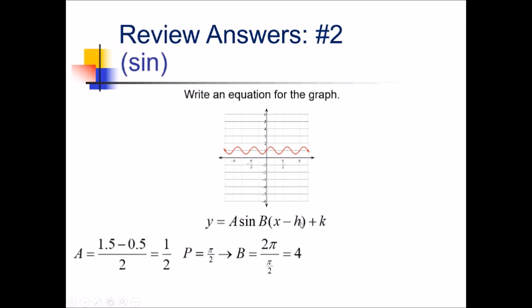Now for h, that's the x value where sine in this case is starting. So sine likes to start at the middle of the wave going up. So I have to find the x value where we have middle of the wave going up. And there's lots of places where that happens on the graph they gave us.